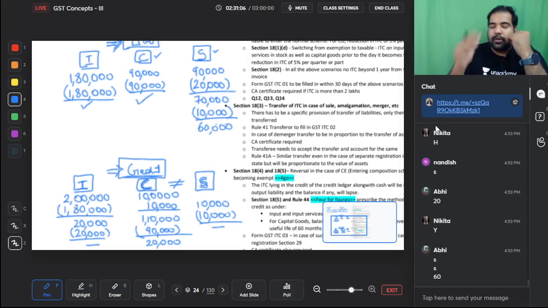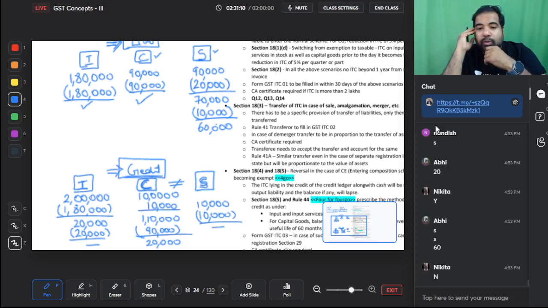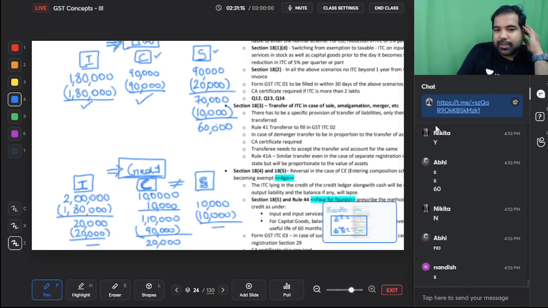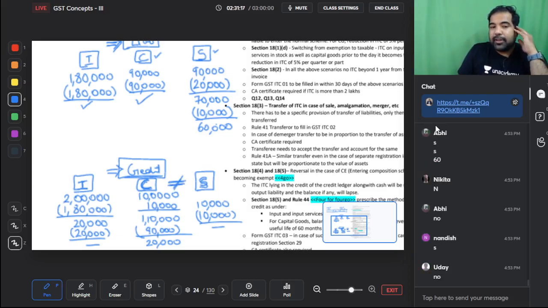60,000. But guys, can CGST pay SGST's bill? No, they don't talk to each other. They don't talk to each other guys. So CGST cannot help SGST. So what will happen to this 20,000? This will get carried forward to the next month. And how will this have to be paid? This 60,000 will have to be paid in cash.